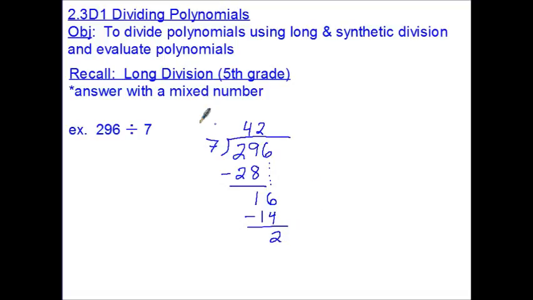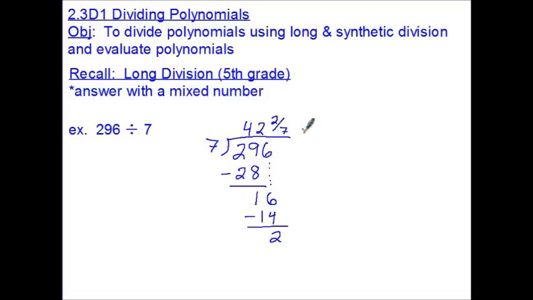Now since I'm looking for a mixed number here, I need to do something kind of special. Of course, if I want a decimal, I put in a decimal point, throw some zeros out there, and keep going. But as a mixed number, this becomes your numerator over the denominator of 7, and so it might be a little awkward to write it in here, but this is 42 and 2/7.